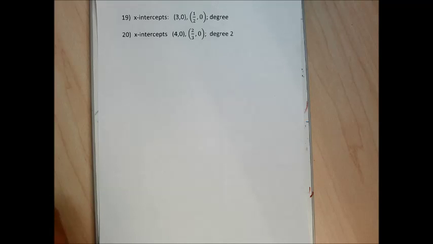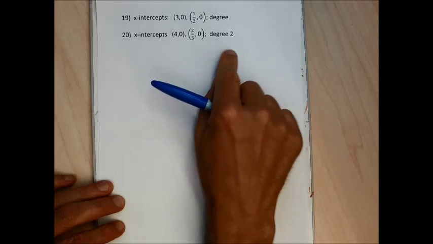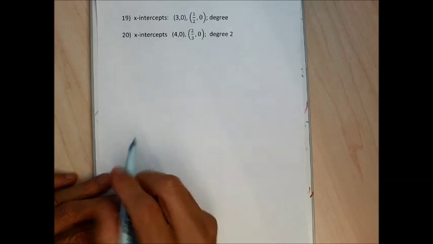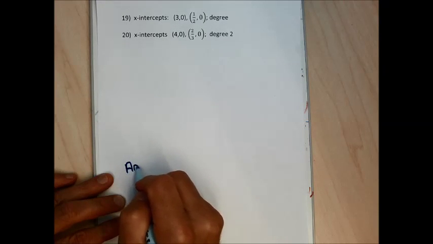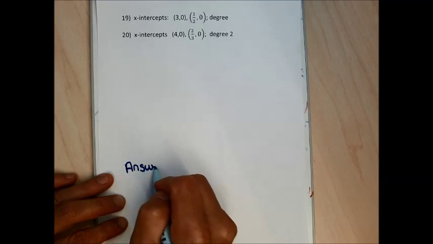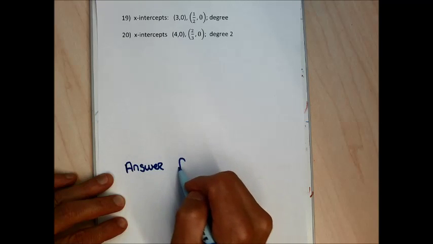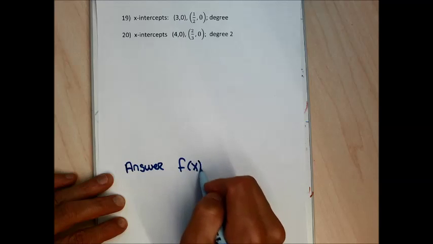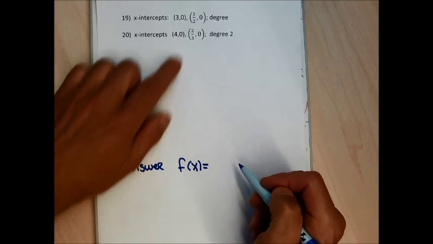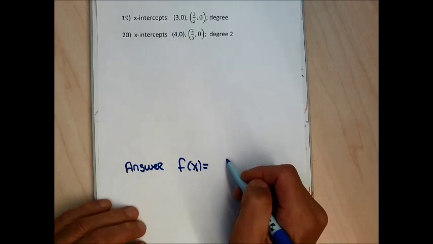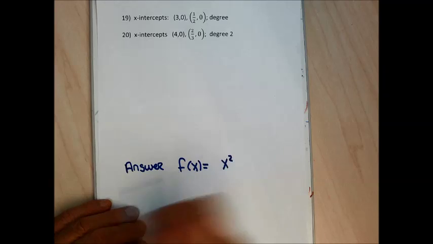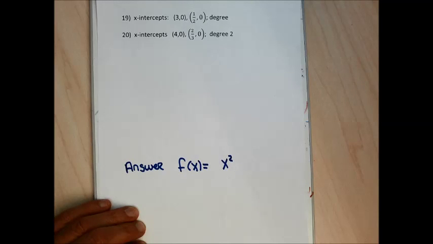So problem 20 is a lot like problem 18. It asks me to create a function that has degree 2. So I know in my answer, I'm going to have an f of x equals x squared to have a degree 2 polynomial. In this problem, because one of the intercepts is a fraction, I'm going to wind up having a number in front of that x squared that I didn't in the last problem. So let me try to get my answer.